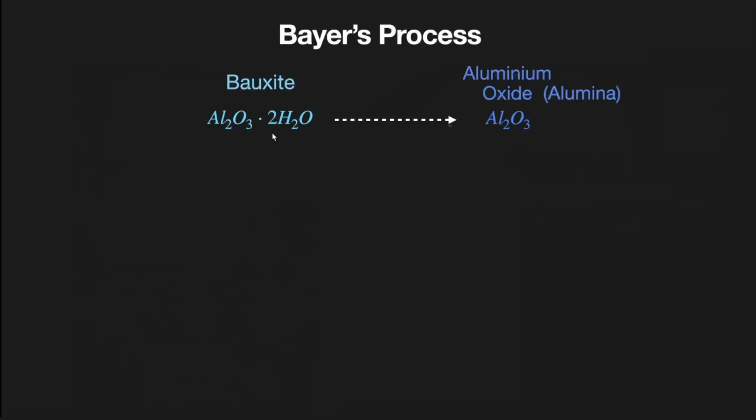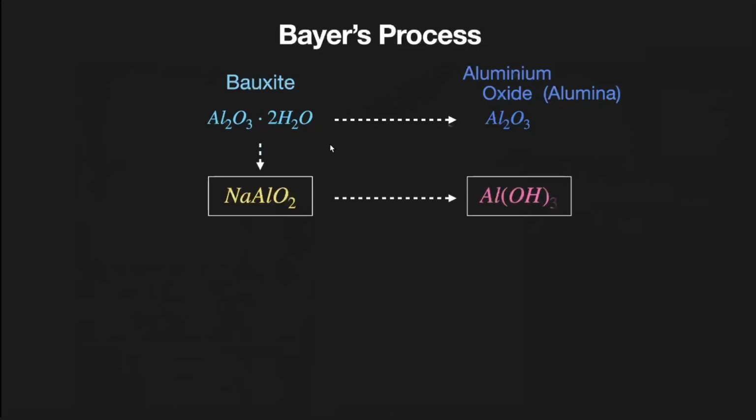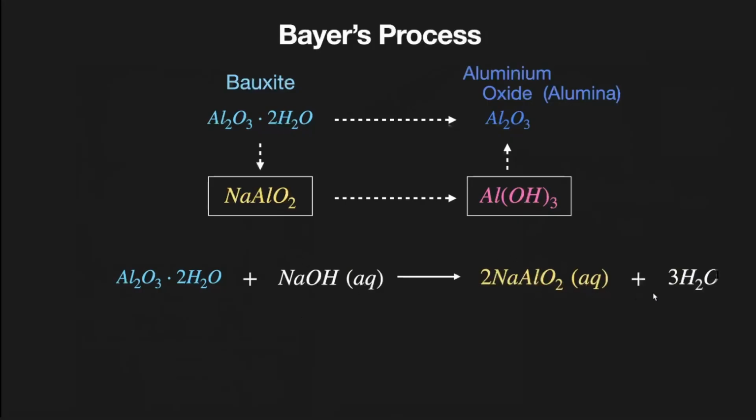Okay, so this entire Bayer's process does not happen in a single step. There are 3 steps to Bayer's process. It may look a little complicated, but I'll explain everything in detail. It's pretty simple actually. So we start off with bauxite. We wash it in NaOH, and that gives us NaAlO2 along with water. Now, this entire process happens at a very high pressure along with a high temperature of 150 degrees Celsius.